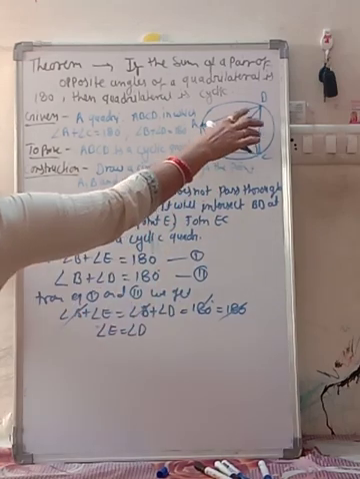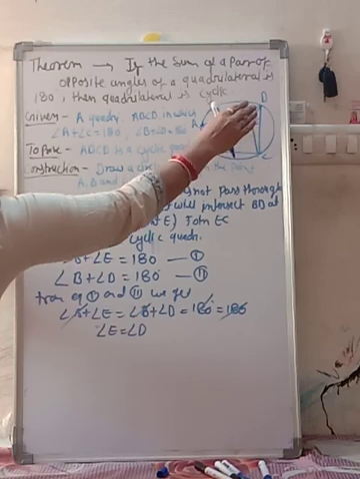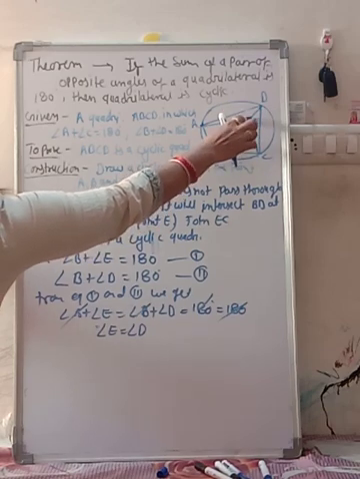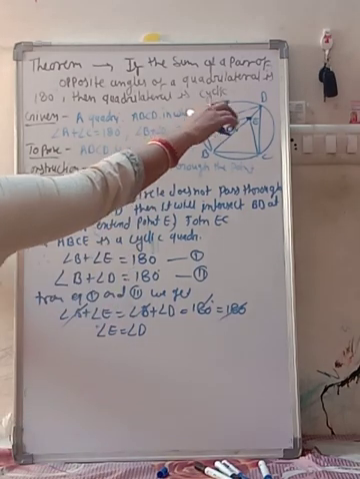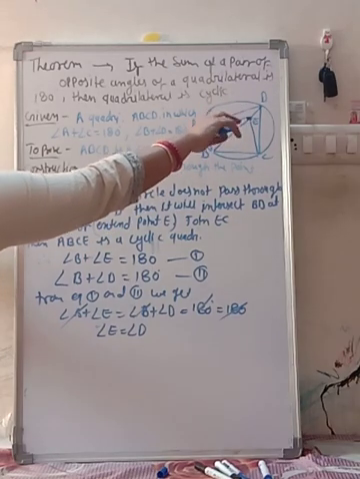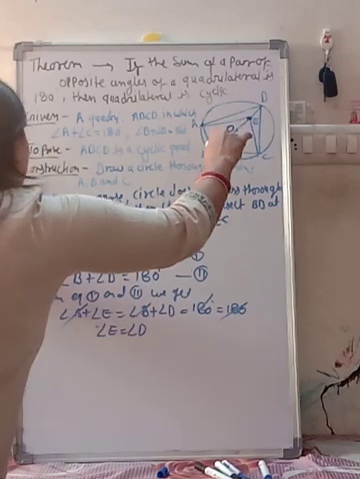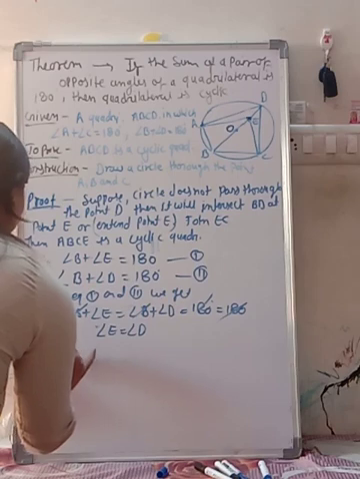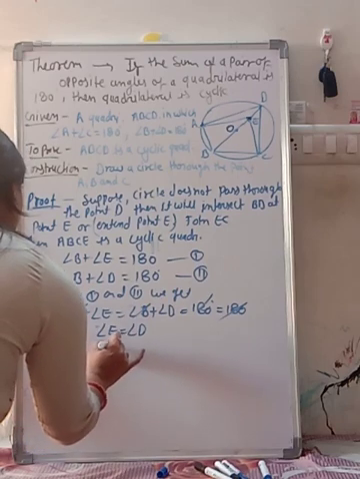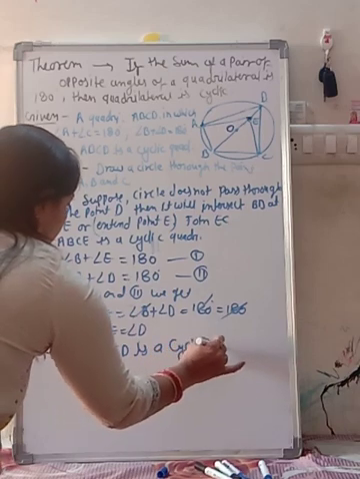But this assumption will be wrong, because this is not possible unless E coincides with D. So our assumption that the point D does not lie on the circle was wrong. So you have to correct it: the point D lies on the circle. Hence ABCD is a cyclic quadrilateral.